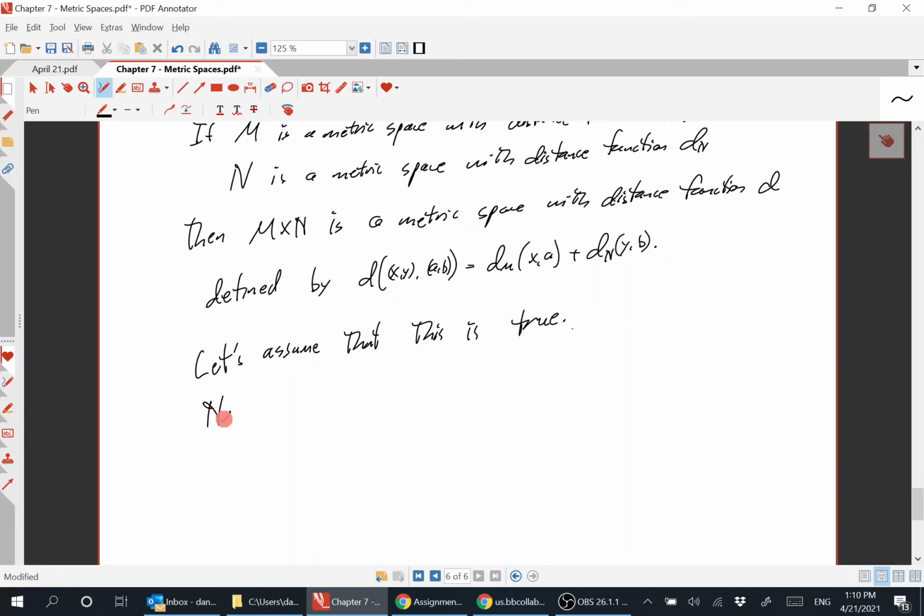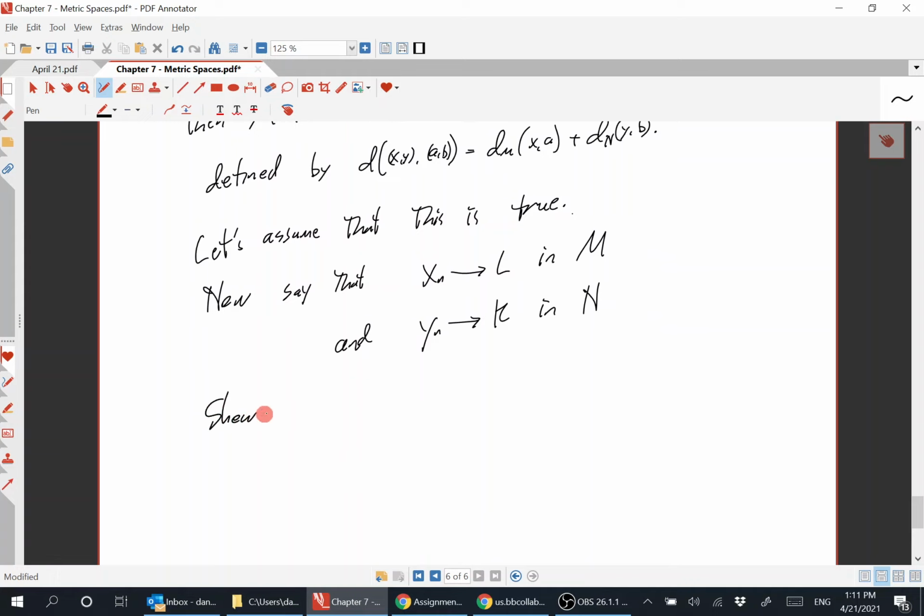Now, say that sequence xn converges to L in metric space M, and sequence yn converges to K in metric space N. Show that the sequence (xn, yn) converges to (L, K) in M cross N. So I've got a sequence in M and a sequence in N, and we can therefore get a sequence in M cross N and show that the limit of that sequence is the pair of limits of the original sequences.